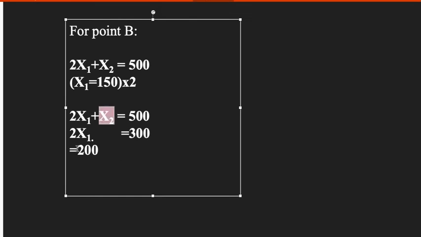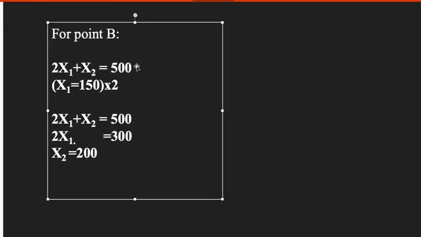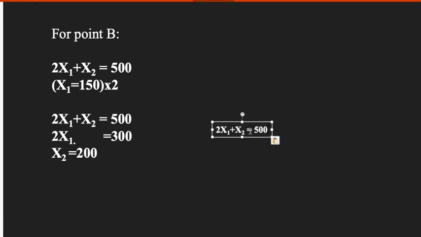This is the value of x2, right? So after that, I am going to substitute x2 is equal to 200 in this equation, 2x1 plus x2 is equal to 500, right? So what I am doing here, if I copy it and paste it somewhere here, and then I am going to replace this x2. How much? X2 is 200, right? This is positive on the LHS.